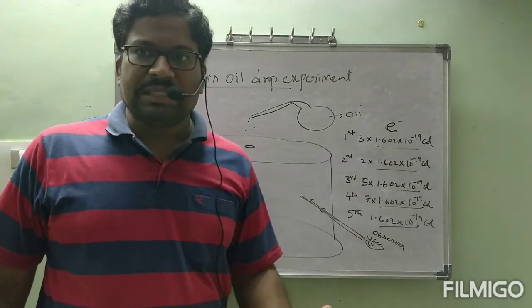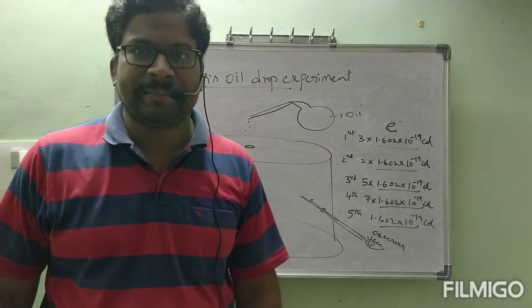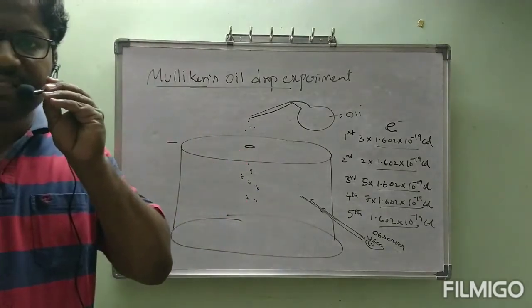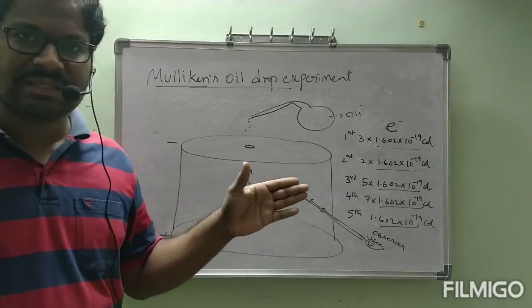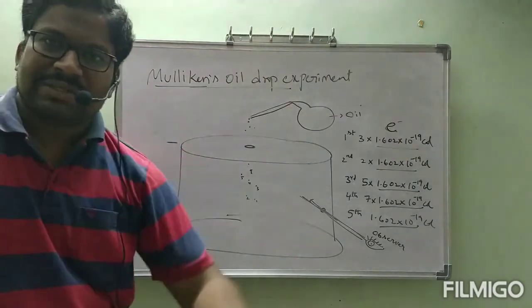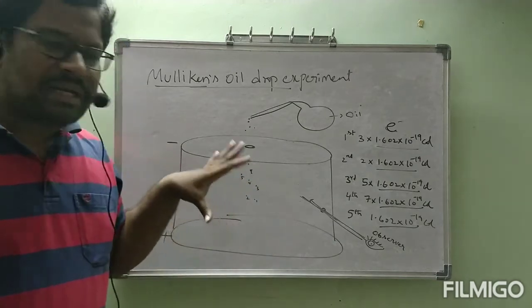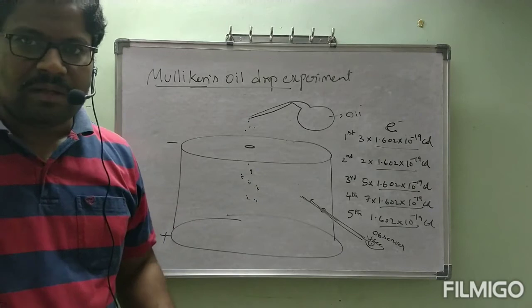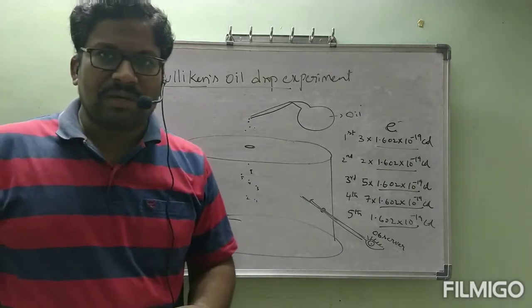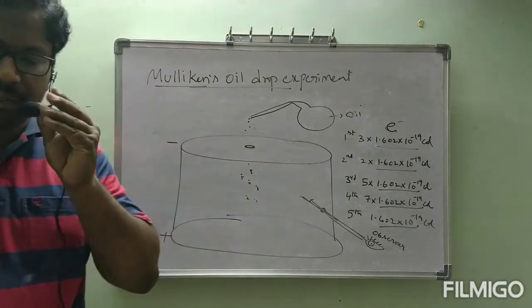Okay? This is the oil drop experiment. A brief discussion, not deeply. How we calculated all these things will come in higher classes. This is just a small introduction and brief discussion about Millikan's oil drop experiment. So by this, what are the things we have concluded?